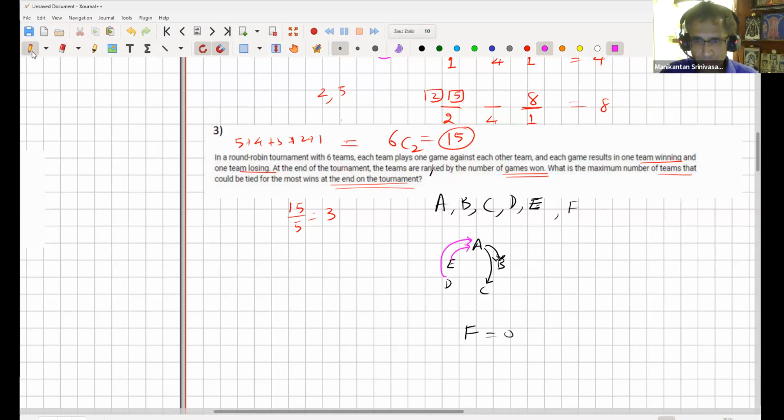And probably Suhani, I don't know whether you also had the same idea but were not able to express it. But yes, we are in agreement right now that 5 teams can win with equal points together. Yeah, Arav, you had a question?